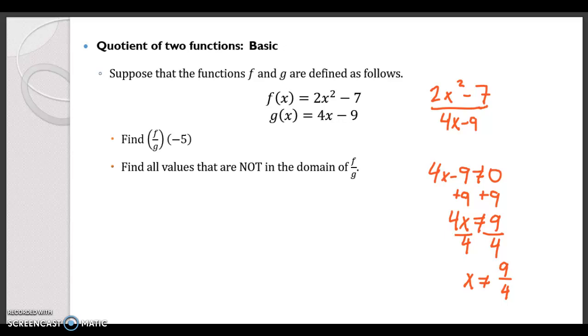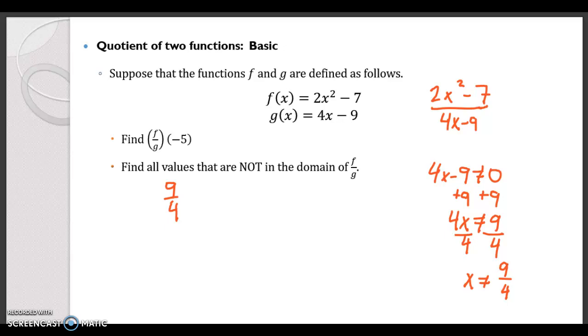So since x can't equal 9/4, that means x equals 9/4 is not in the domain of g, because the x values are my domain, and I can't plug in 9/4 or I'll get 0 in the denominator. Anything else I plug in will be okay. So any other number is fine. But what about finding f over g of -5?